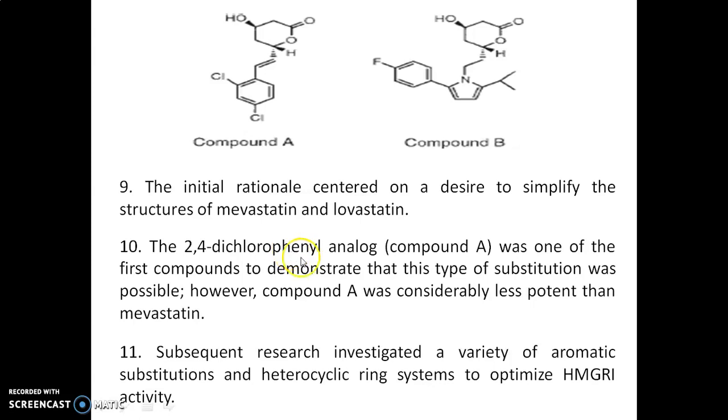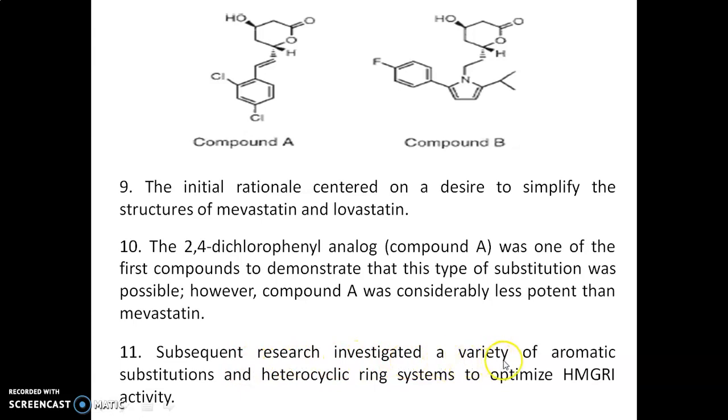The 2,4-dichlorophenyl analog, compound A, was one of the first compounds to demonstrate that this type of substitution was possible. However, compound A was considerably less potent than mevastatin. So here, instead of the bicyclic ring, the 2,4-dichlorophenyl ring is inserted, and it shows a decrease in potency compared to mevastatin.